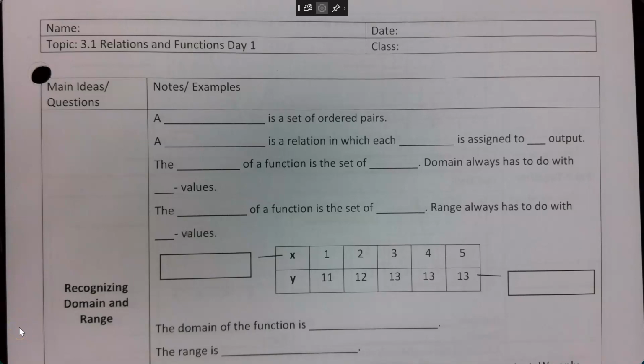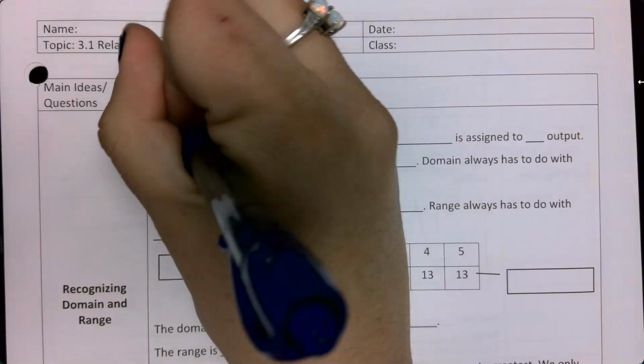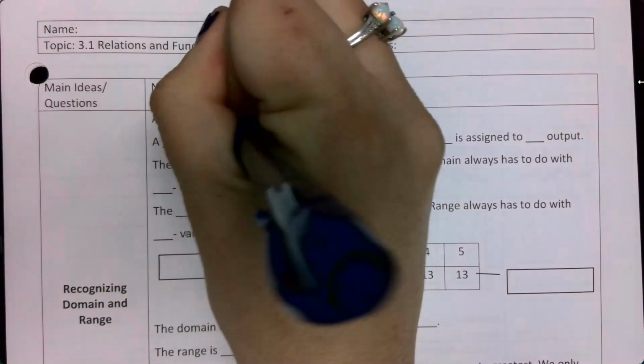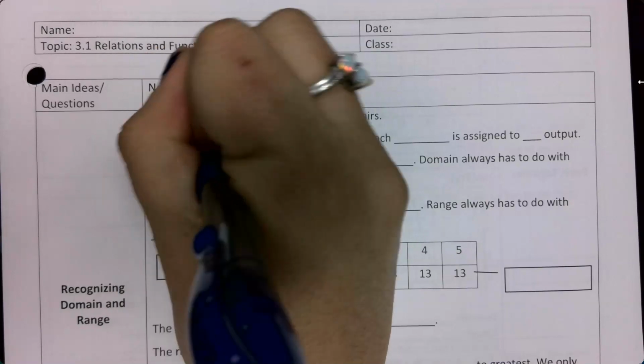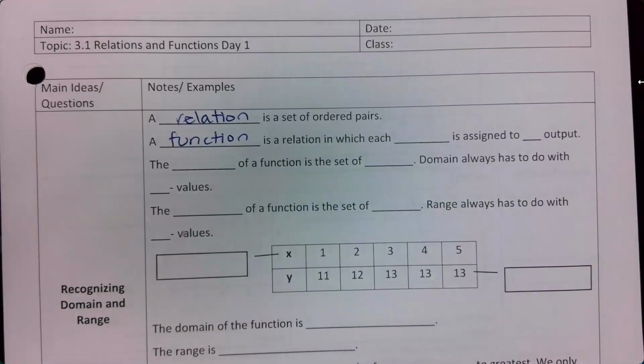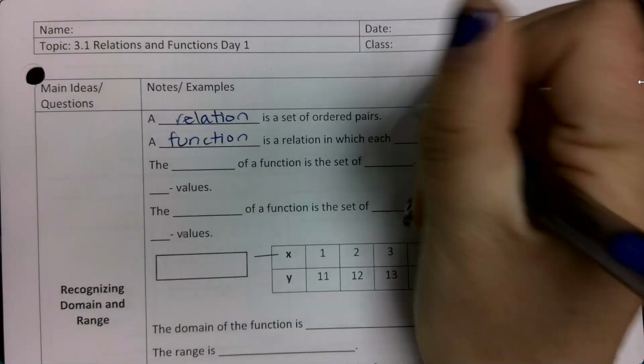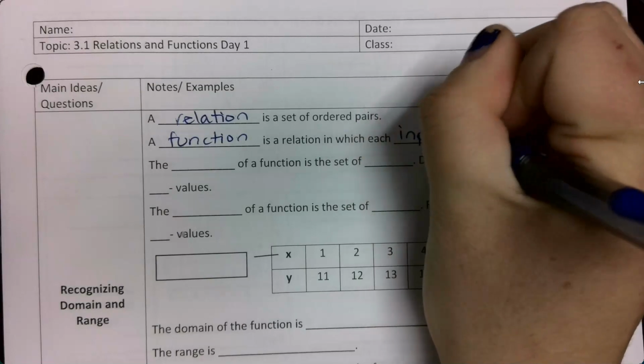Okay, so we are moving on to relations and functions this chapter. So the first thing we're going to talk about is relations and functions. A relation is a set of ordered pairs. A function is a relation in which each input has exactly one output.